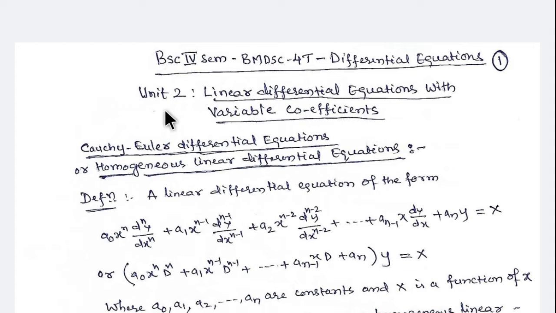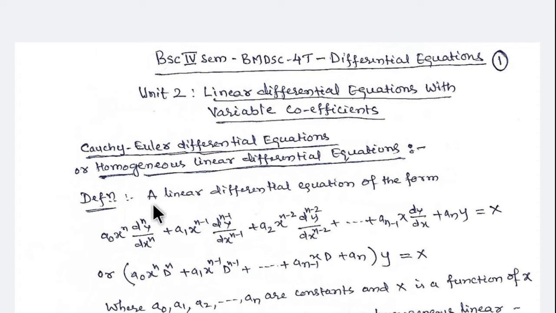In this video, I want to explain the Unit 2 chapter, that is, linear differential equations with variable coefficients. First of all, Cauchy-Euler differential equations, also called homogeneous linear differential equations. First of all, I'm going to give the definition.